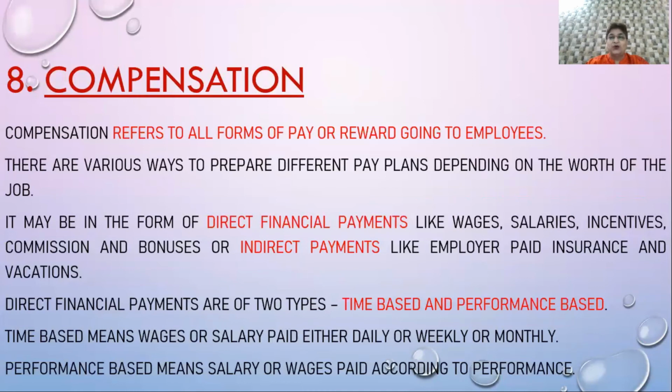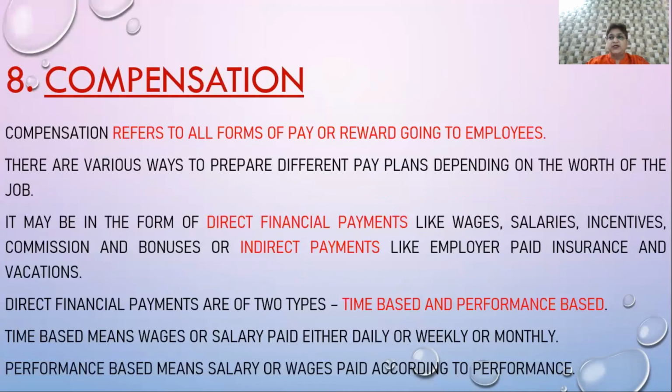Every employee goes to work to earn something. So the earning that an employee does is called compensation. And there are two types of compensation: direct financial payments and indirect financial payment. Direct financial payments are like wages, salary, which you directly get. But apart from that, the employee may also be getting, say, insurance paid by the company or paid vacations, etc. So they're indirect. And direct financial payments are of two types: time-based and performance-based.